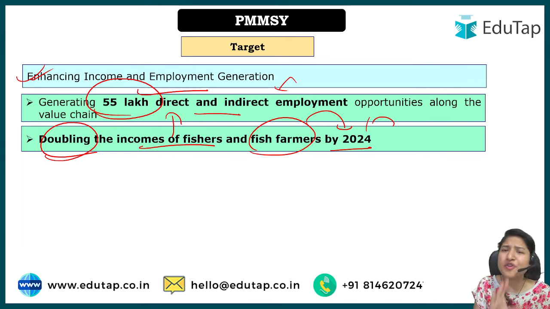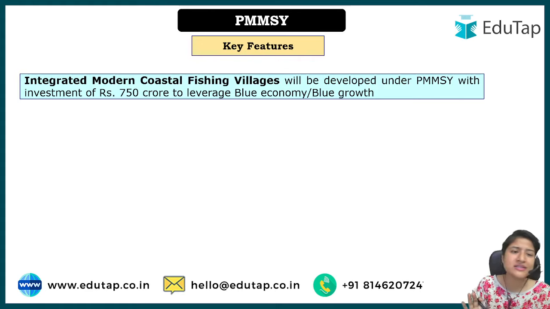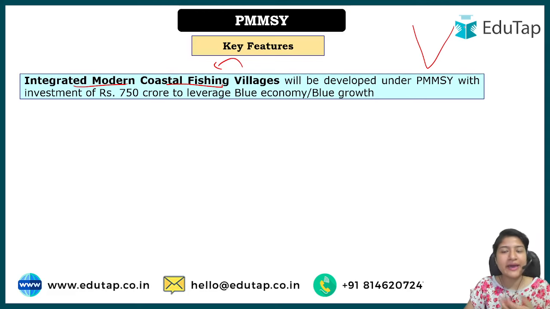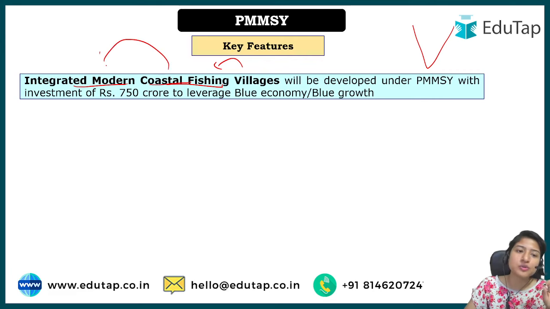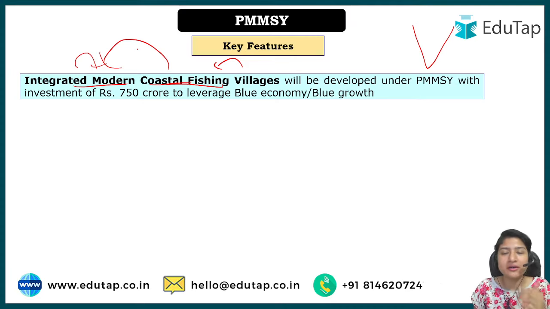Okay? These are a few of the basic things, now some other key features, we just have to look at how this will be achieved. So this will be achieved by integrated modern coastal fishing villages. What will be done in the areas where fishery can have good scope? Whatever coastal fishing villages there are, they will be taught with integrated modern coastal fishing programs, where the aim is to not just rely on one sector.